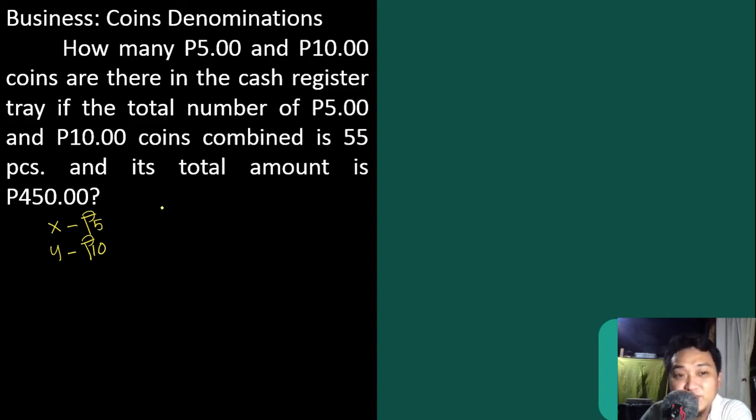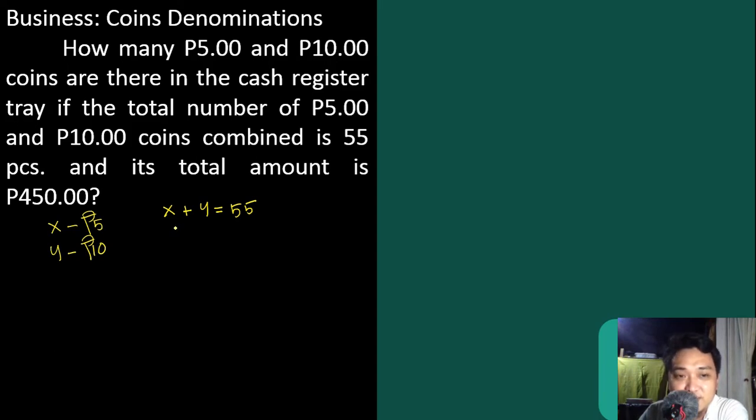So, kung i-combine natin yung number ng tagli 5 piso at saka yung number nung tagsa 10 piso, yung piraso, bawat piraso, all in all, they are 55 pieces.